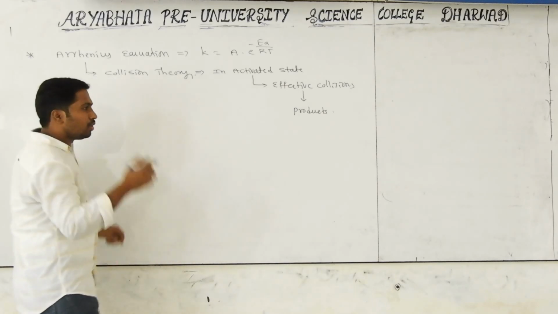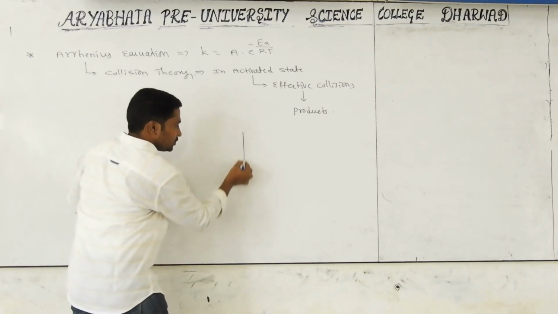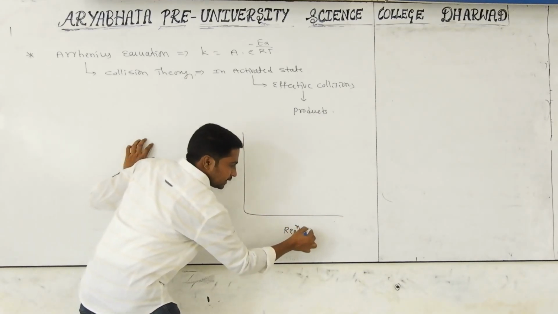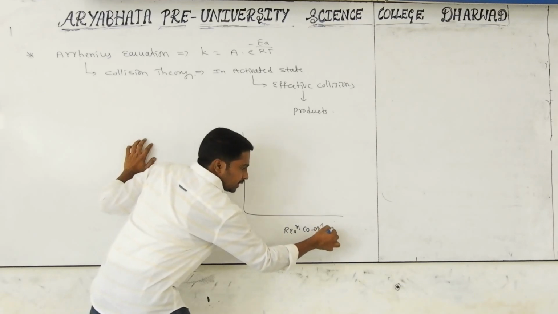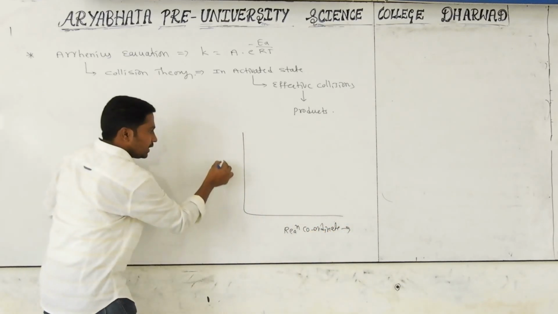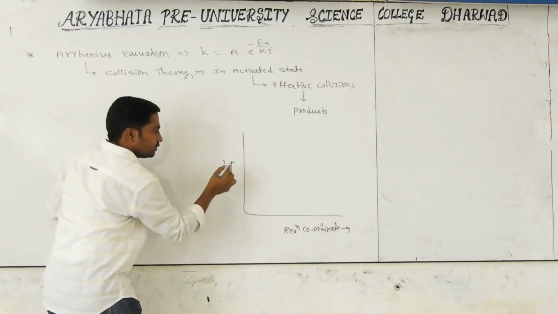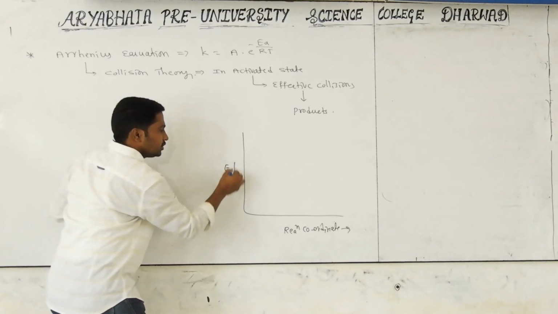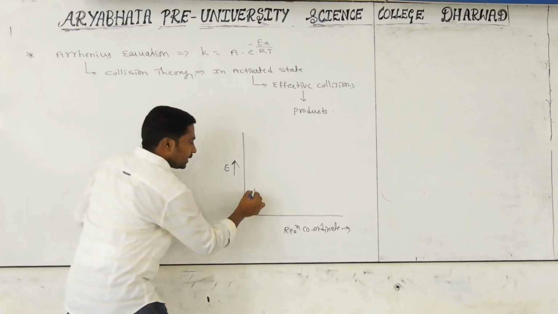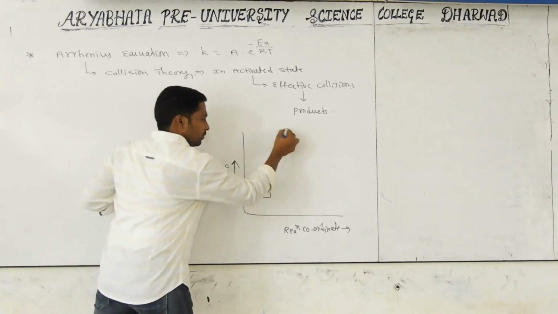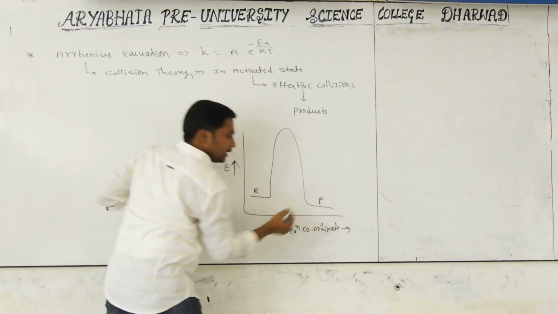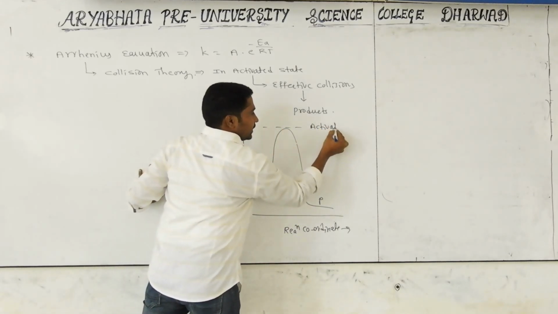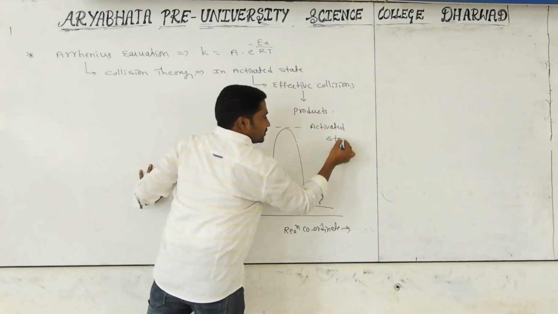But here, a small problem is there. I will explain to you. See, here we take the reaction coordinate, or nothing but reaction progress, and here we take energy, the energy of the reactants. Reactants are converting into products. Now this state we are calling the activated state. Okay, you see very carefully.